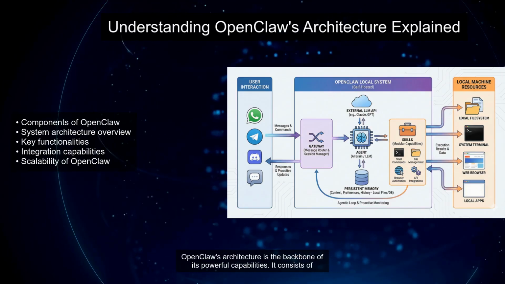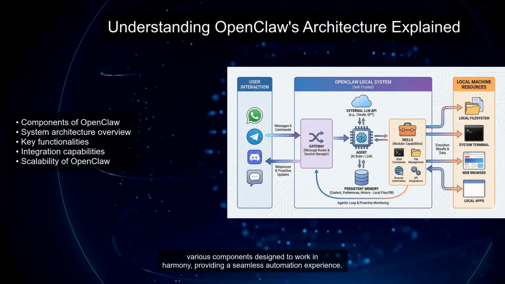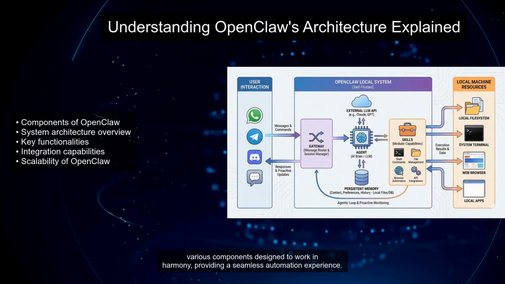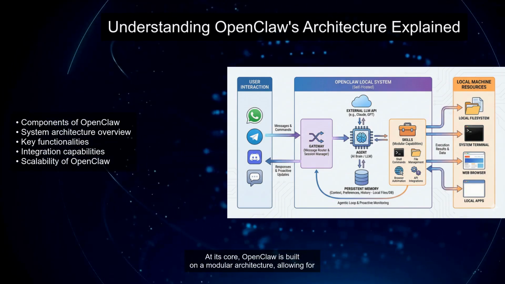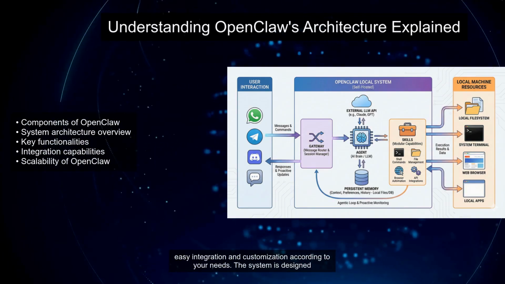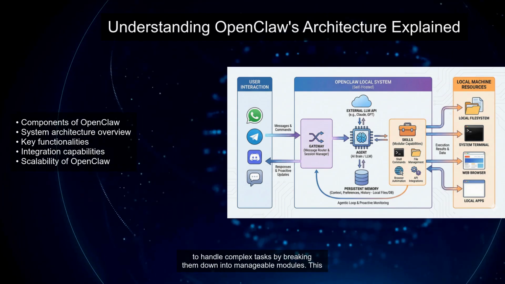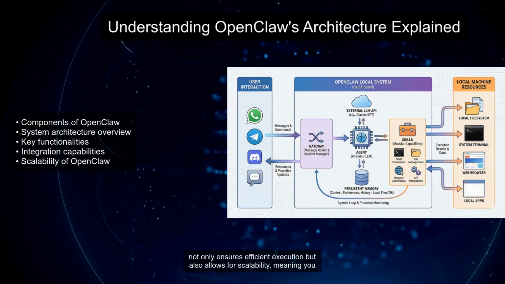OpenClaw's architecture is the backbone of its powerful capabilities. It consists of various components designed to work in harmony, providing a seamless automation experience. At its core, OpenClaw is built on a modular architecture, allowing for easy integration and customization according to your needs. The system is designed to handle complex tasks by breaking them down into manageable modules.